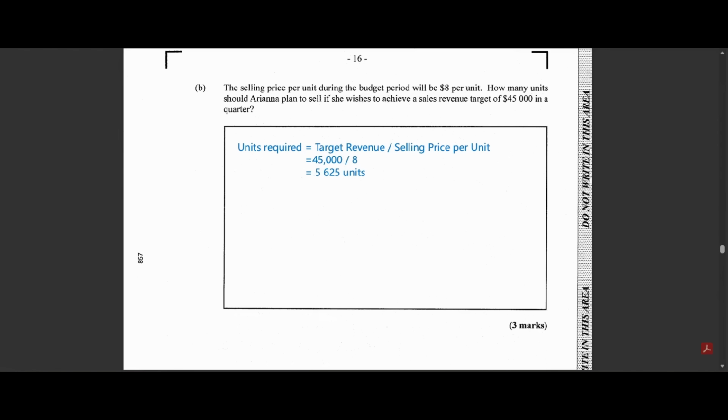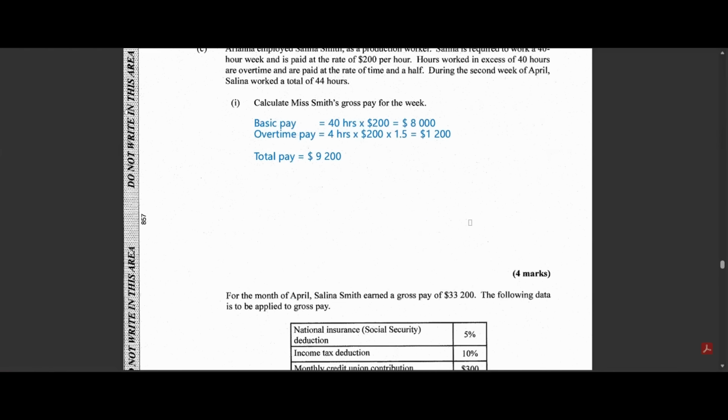Well, it's very simple. She wants to achieve $45,000 in terms of revenue. Each item will be sold for $8. Therefore, 45,000 over 8 gives us 5,625. That is your answer. Even put your little formula. Units required is your target revenue divided by selling price per unit. There we go. Right, time to move on to part C, guys.